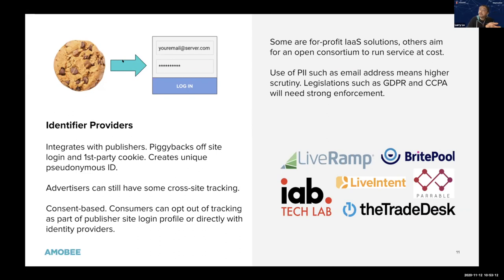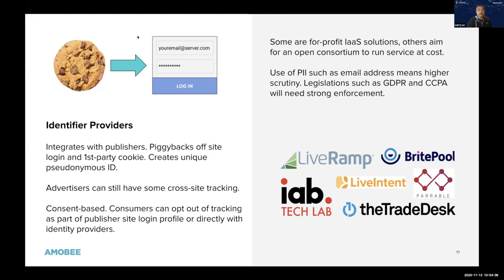The only other question is that there's just a lot of these. You can see this giant list. This is one of the many lists, one of the many vendors that we're seeing coming with their solutions. There's a few that are becoming the leaders, but the problem here is that some of them are for-profit, and some of them are non-profit. Some of them aim for an open consortium, just like Criteo. So it's still a little bit unclear what's going to be a realistic solution here. And also, if it's an open consortium, who's going to fund it and run it? And if it's a for-profit, are there other conflicts of interest, right? And also, using email address, which is personal identity information, or PII, means there's higher scrutiny, right? And hopefully GDPR and CCPA will kick in to make sure that this very sensitive information doesn't get out.